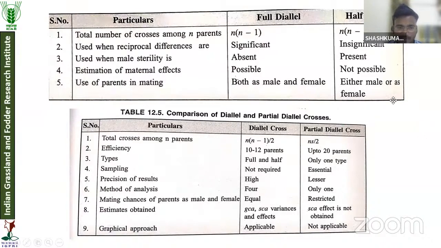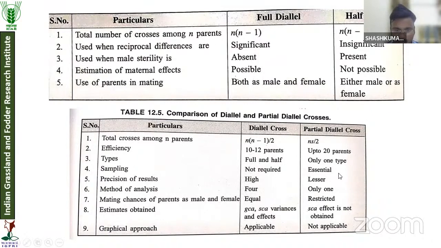So then, comparison between diallel and partial diallel analysis. Here the total number of crosses is equal to n into n minus 1 by 2. The efficiency is good for 10 to 12 parents because of the drudgery, flowering time matching, labor, and resource uniformity. If you consider all the errors in field conditions, efficiency is good if you use up to 10 to 12 parents. Up to 20 parents, you can go for partial diallel analysis.